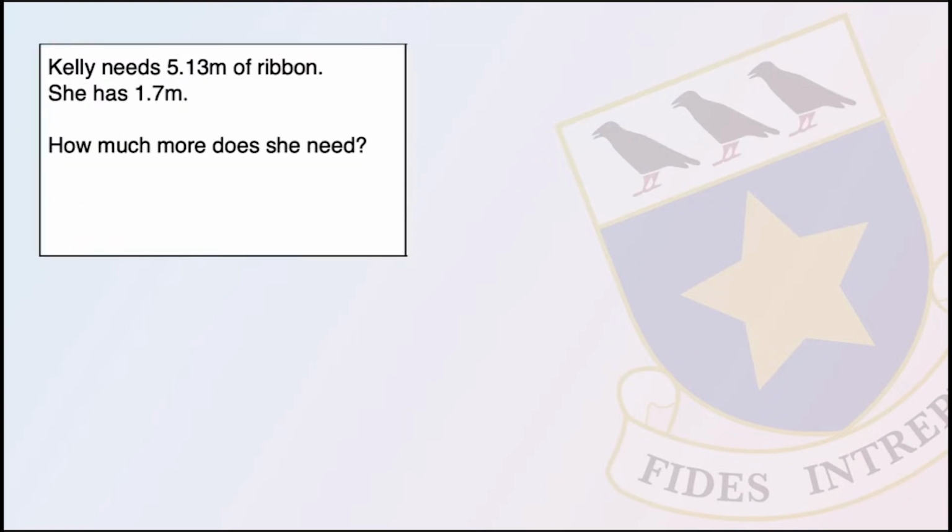Question 2, we have Kelly needs 5.13 metres of ribbon and she has 1.7 metres. How much more does she need? Well, this is going to be a simple calculation here. We're going to have 5.13 and she's already got 1.7 and we need to work out the difference between 1.7 and 5.13. So all we need to do is do 5.13 subtract 1.7. That will be the difference.